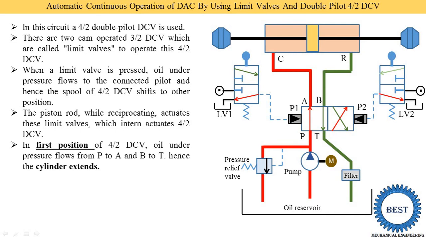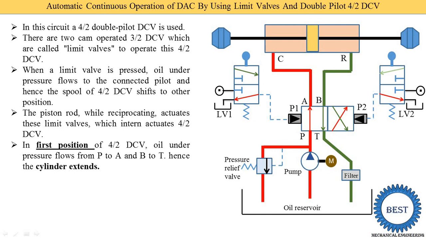In this diagram, the oil under pressure flows from P to A. Here you see the oil coming from the pump comes in at the P port. From the P port it is supplied to the A port. From the A port it goes to the cap end and applies pressure on the piston, and the piston starts to move from left to right. It is called the extension of the cylinder. So here it is written, hence the cylinder extends.